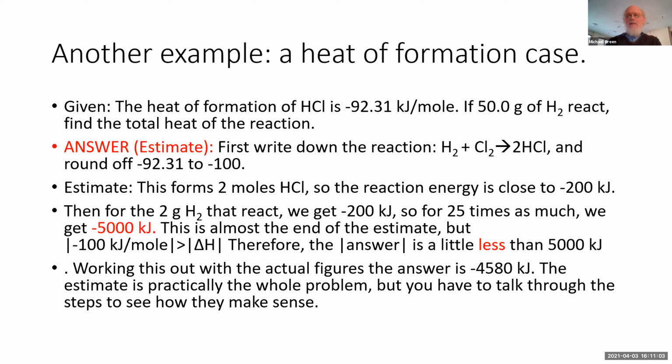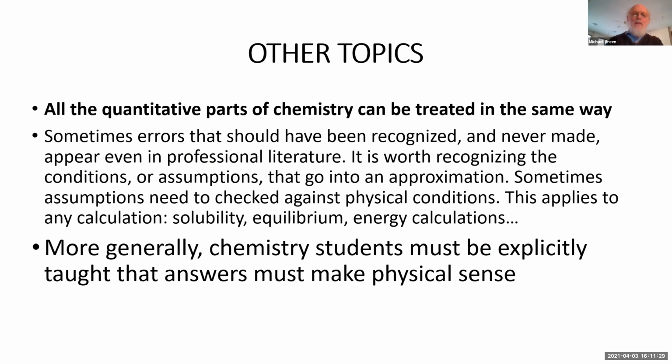The one other point that's made is to make the estimate, we rounded off 92 to 100. And 92 is less than 100. So the final answer should be less than the 5,000 kilojoules that you would get from the estimate. And sure enough, if you actually work it through, it's less. And in fact, you can tell that it should be about that much less.